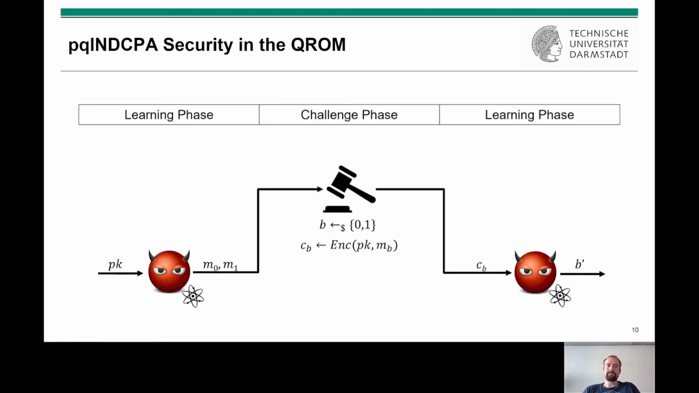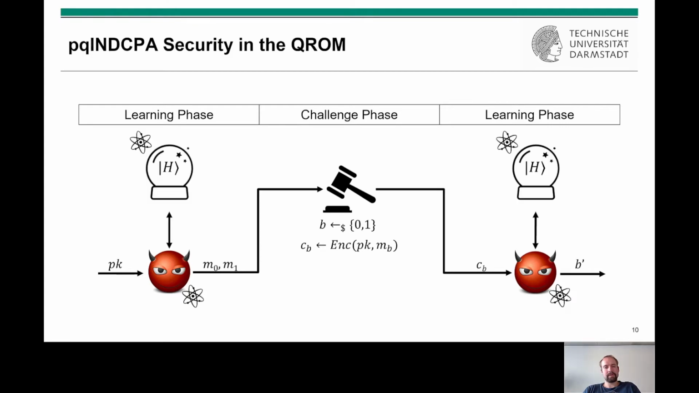Now, what does this mean for our security notion? So if we look at this post-quantum IND-CPA security in the quantum random oracle model, we have this picture we've seen earlier, now with the quantum adversary. And now in the learning phases, the adversary also gets access to a quantum random oracle. And this is in contrast to the classical setting where there would only be a classical random oracle for the adversary here.